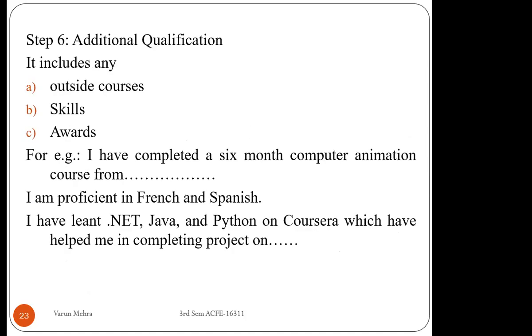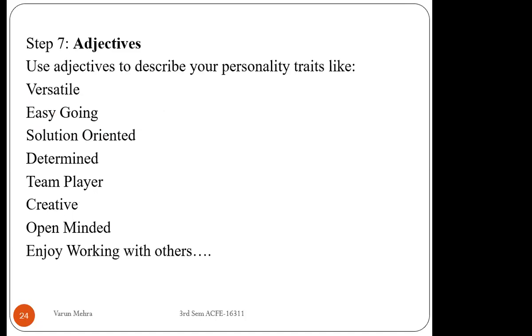Then in qualification, you can also add your additional qualification, like your outside courses, any skill, any award. For example, you can say I have completed a 6 month computer animation course from that particular company in this particular year. I am proficient in French and Spanish. I have learned .NET, Java, and Python on Coursera, which helped me in completing my project on cybersecurity. You can add these things which you learn in your 4 years degree program into your additional qualification. Then come your adjectives.